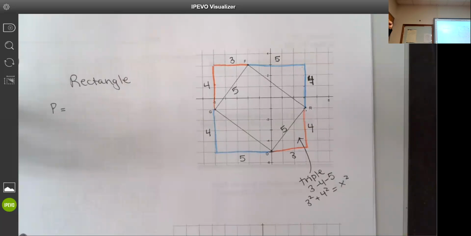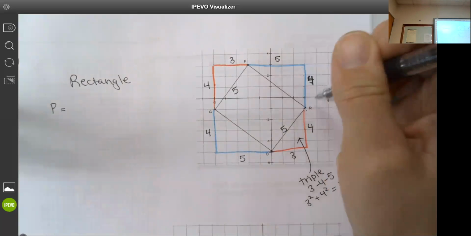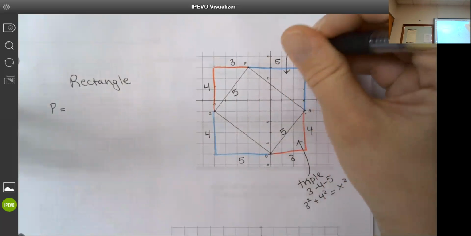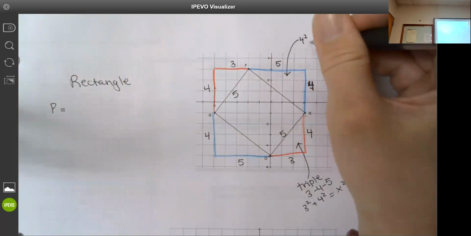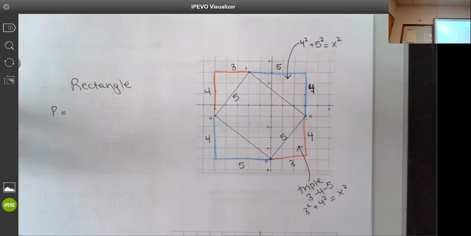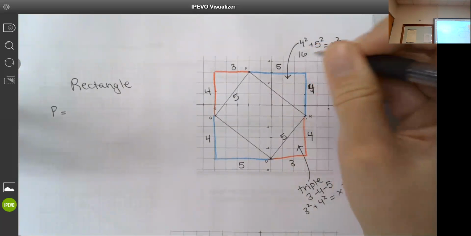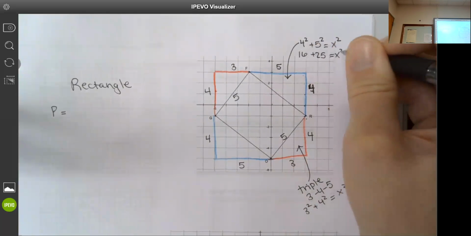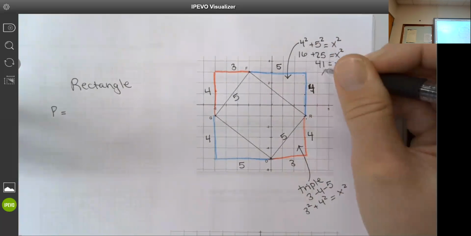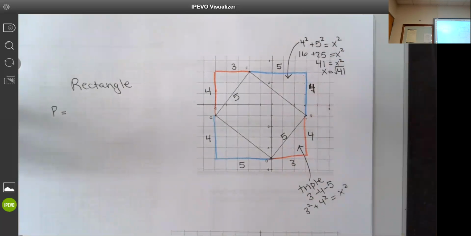Now the blue triangles are not 3, 4, 5s. Remember, the triples only work if the longest length is the hypotenuse. So the fact that 5 is on the leg here, this is not a 3, 4, 5, because 5's over here. So to find this diagonal length, I need to use the Pythagorean theorem. 4 squared plus 5 squared equals what squared? Or 16 plus 25 equals x squared, which gives me 41, or that hypotenuse is the square root of 41, okay?